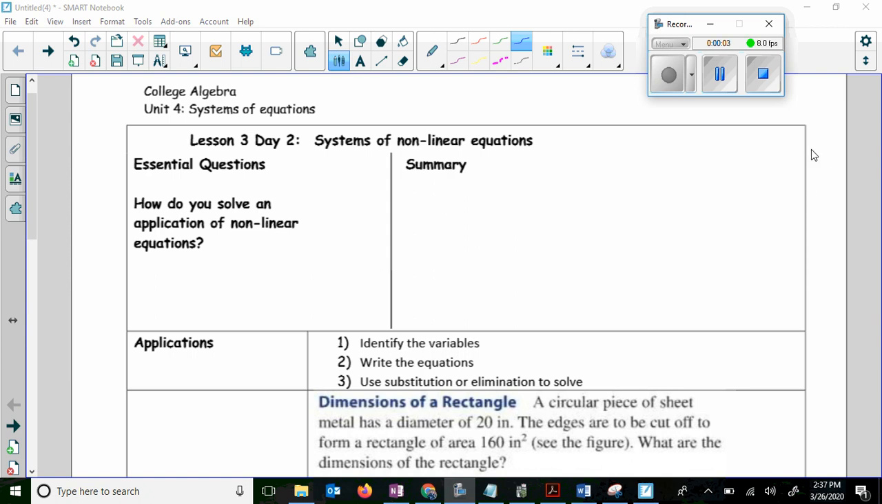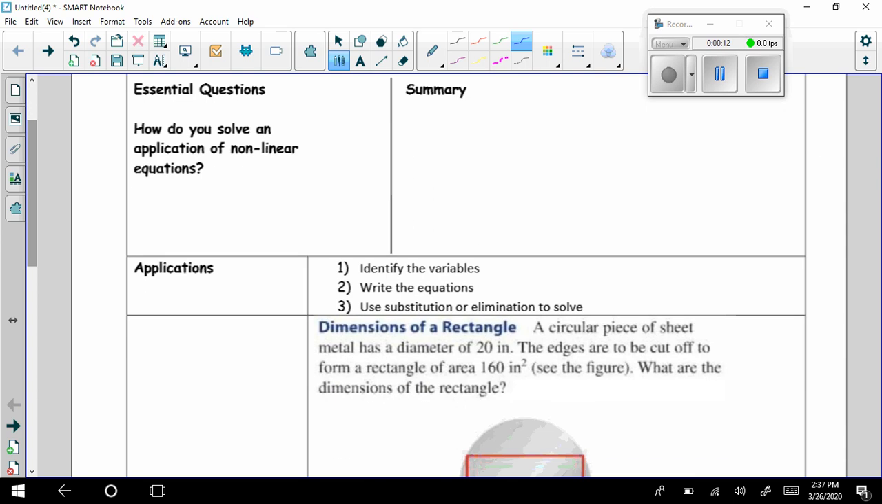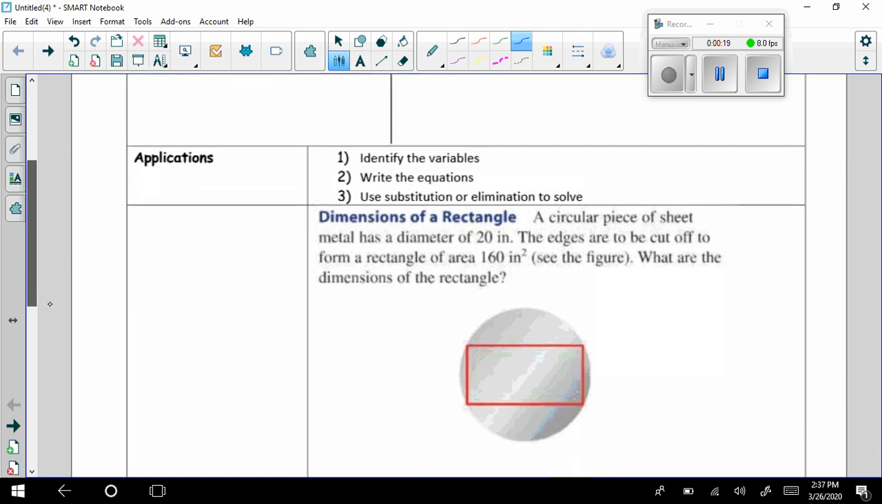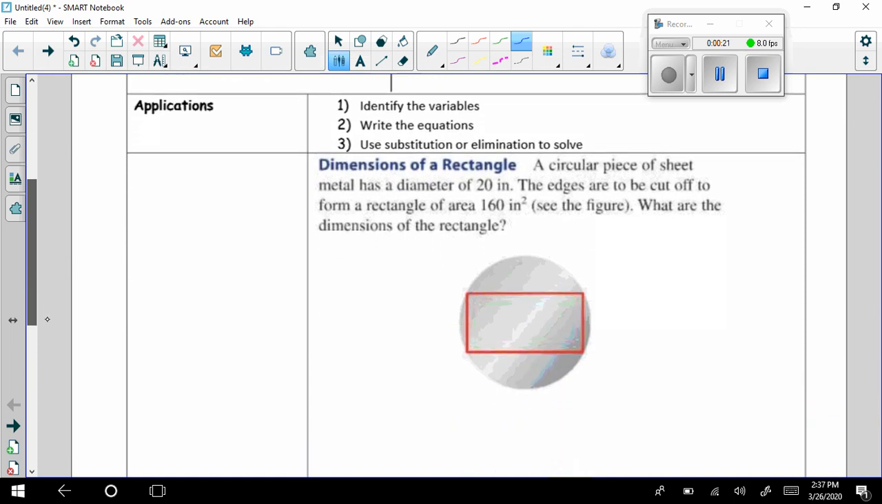Hey everyone, welcome to lesson 3, day 2 of our unit 4. I cut us off a little short yesterday because I wanted to spend a day on just word problems and catching up on whatever you need to catch up on. Looking at the applications of these, the way to solve them will be exactly the same. We're going to use substitution or elimination, but we're going to focus on the setup of the problem itself: identifying your variables, getting those equations written, and then using those methods to solve.